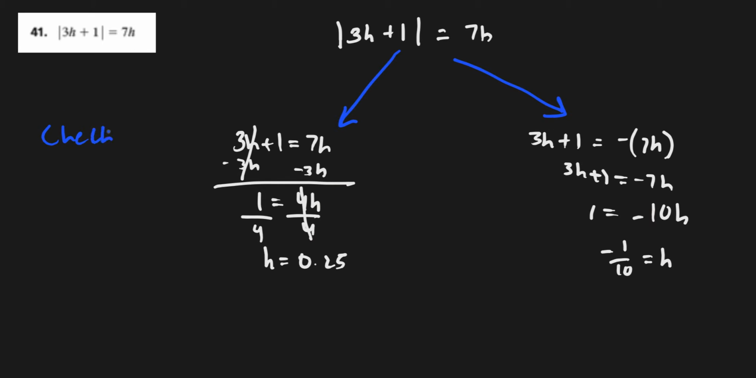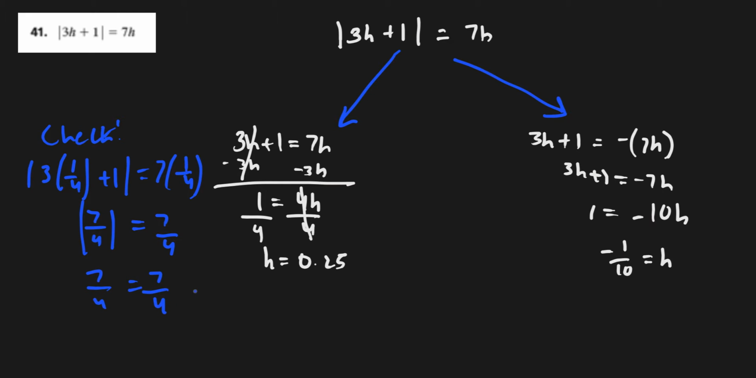Here we can do our check step. So our check step, absolute value of 3 times a fourth plus 1 is equal to 7 times a fourth. Let's see if this is going to work out. So this is going to be 3/4 plus 1. 3/4 plus 4/4 is 7/4, which is absolute value equal to 7/4. 7/4 is equal to 7/4. That works out. Let's try this one. So this is our solution, one of our solutions at least.